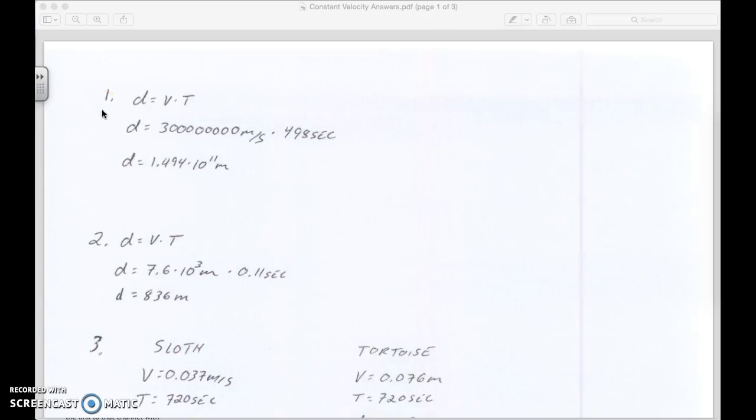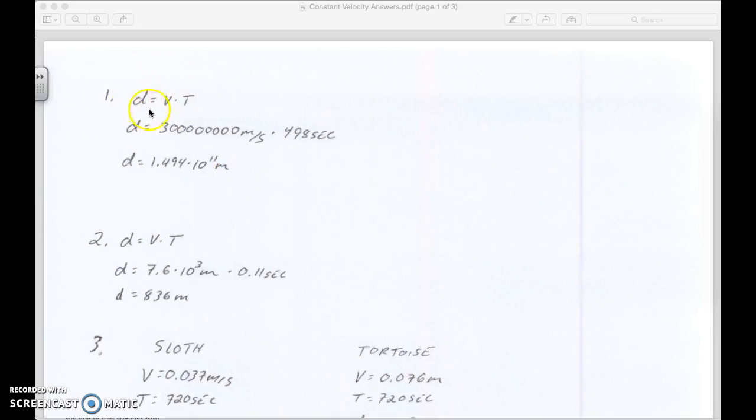We're going to take a look at the first 4 questions from the constant velocity worksheet. Question number 1 says, light from the sun reaches the Earth in 8.3 minutes, which is 498 seconds. The velocity of light is roughly 3 times 10 to the 8th meters per second. So written here not in scientific notation, but you can write it in either, whichever you prefer. And the question is, how far is the Earth from the sun?